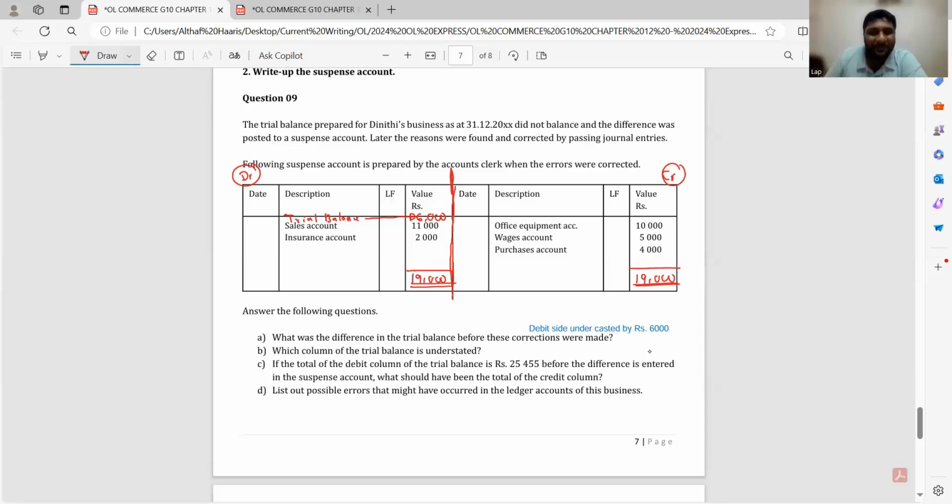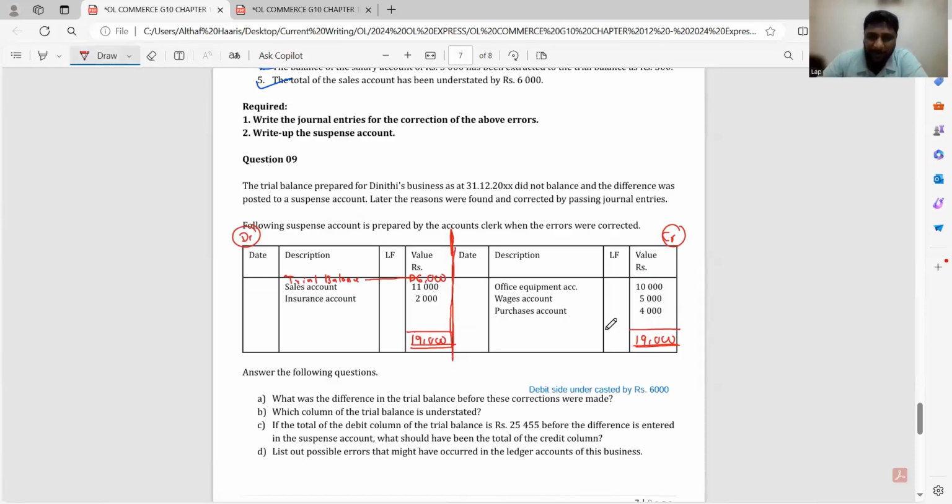So they are asking which column of the trial balance is undercasted. If you prepare the trial balance, what has happened? If this is the debit side and this is the credit side, and both the sides are 2 lakhs, here 6,000 is missing. If 6,000 is missing here, that is only coming to the trial balance. So in the debit side, 6,000 is missing. So in which side is the trial balance undercasted? In the debit side.